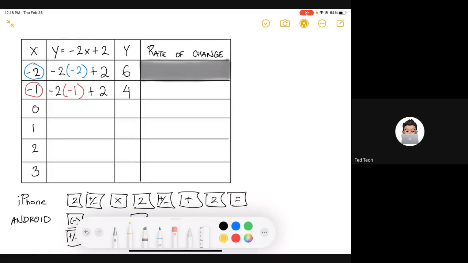Now you're going to continue this going down the chart, but you're just going to change the X values depending on what the X value is in the question. On this row, it's going to be negative 2 times 0 plus 2, which gives you 2. You're going to do the next one with the positive 1.